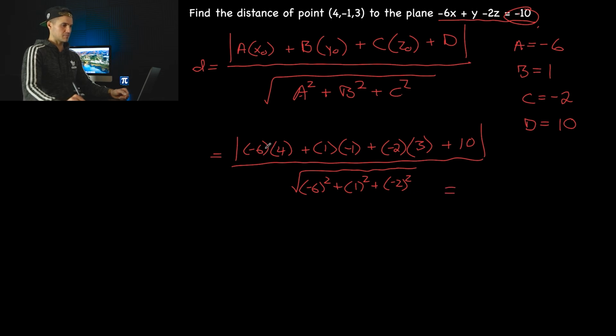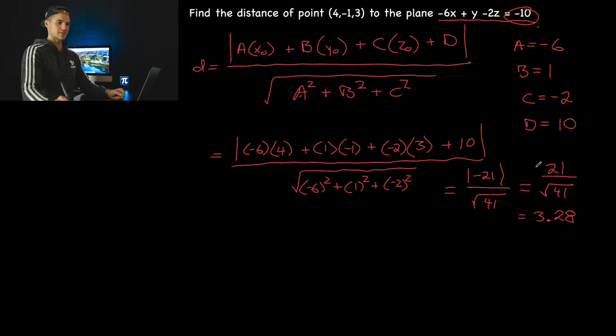So what's this going to end up giving us? -24 minus 1 is -25, minus 6 is -31, plus 10. That's going to give us the absolute value of -21 all over the square root of 36 plus 1 plus 4, which is 41. And the absolute value of the negative turns it into a positive. So 21 over root 41. That would be the exact value of the distance from this point to this plane. Or if you wanted to get the decimal, it would be 3.28. So whether this or this, that ends up being the final answer.